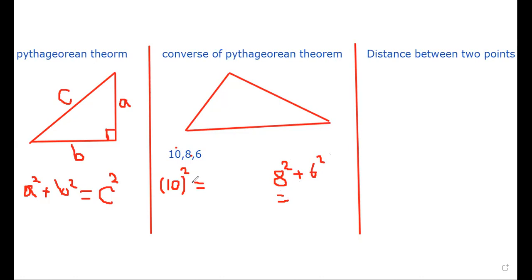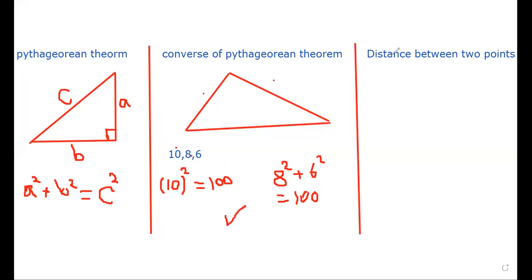10 to the power of 2 is equal to 100. 8 to the power of 2 plus 6 to the power of 2 is 64 plus 36, which equals 100. Right? Then the area of the greatest side is equal to the sum of the areas on the other 2 sides. Then the triangle now is a right triangle.